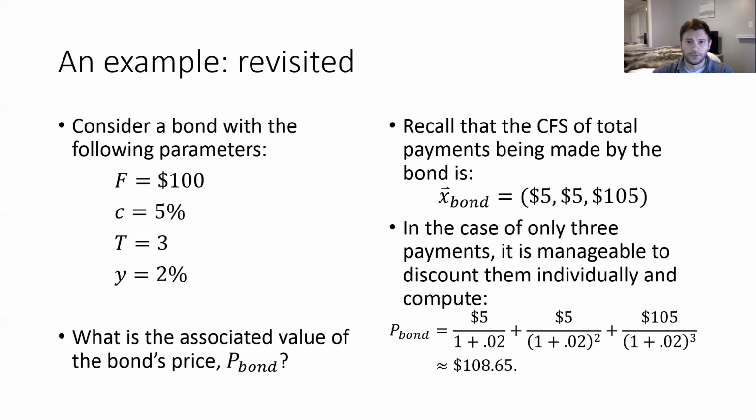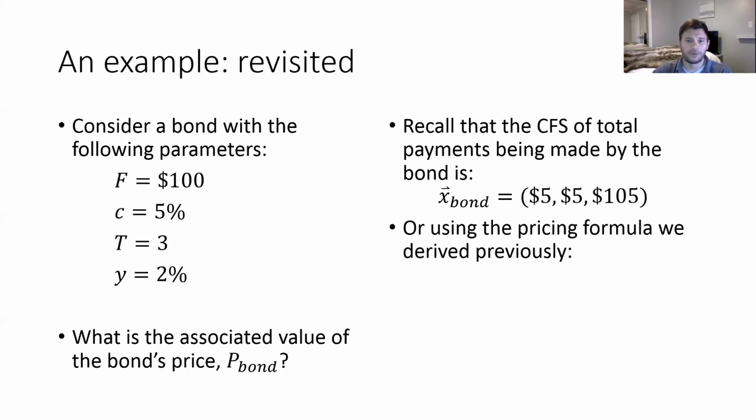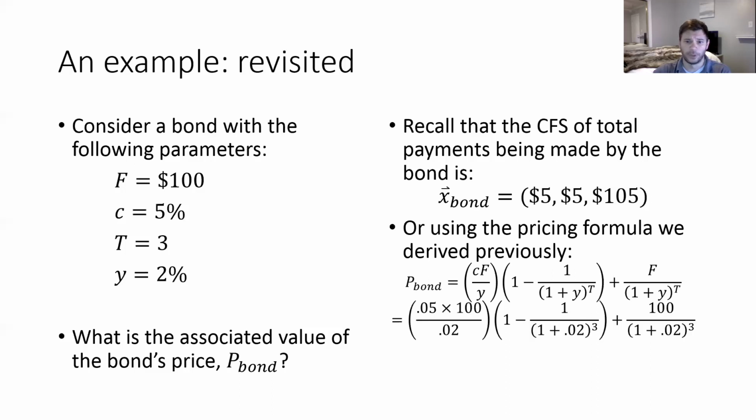So what we would like to do here is, again, think about applying the pricing formula. For that same bond valuation, we could have used the pricing formula we derived previously and implemented the uniform annuity pricing. If we did that here, I'm just going to substitute our values of C, F, T and Y into that pricing formula. And it should be no surprise, we get exactly the same result, $108.65.